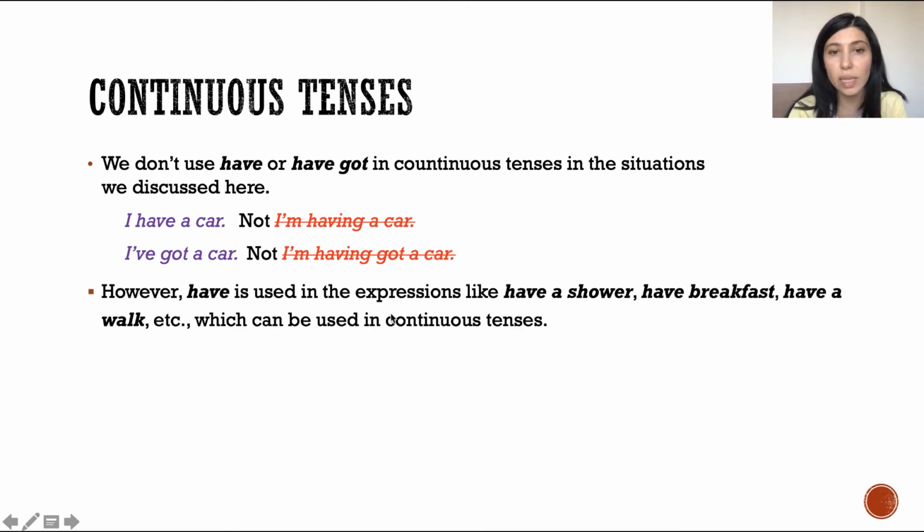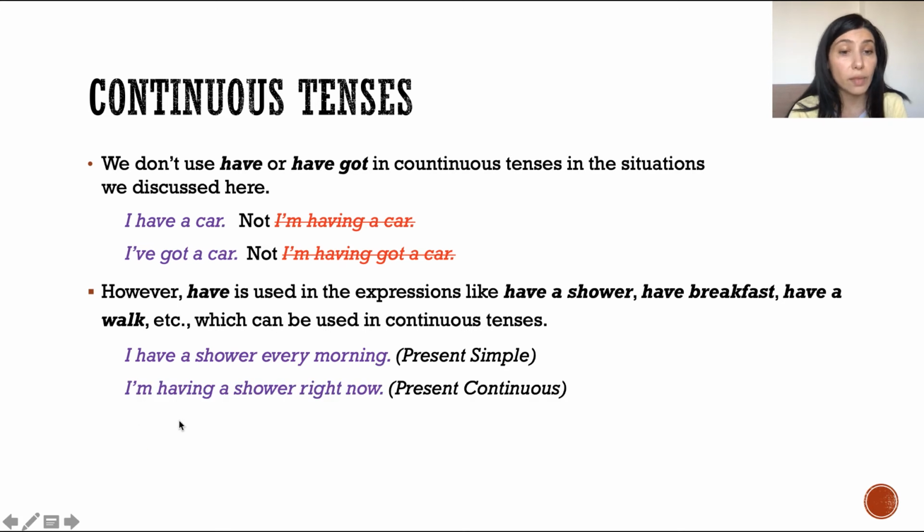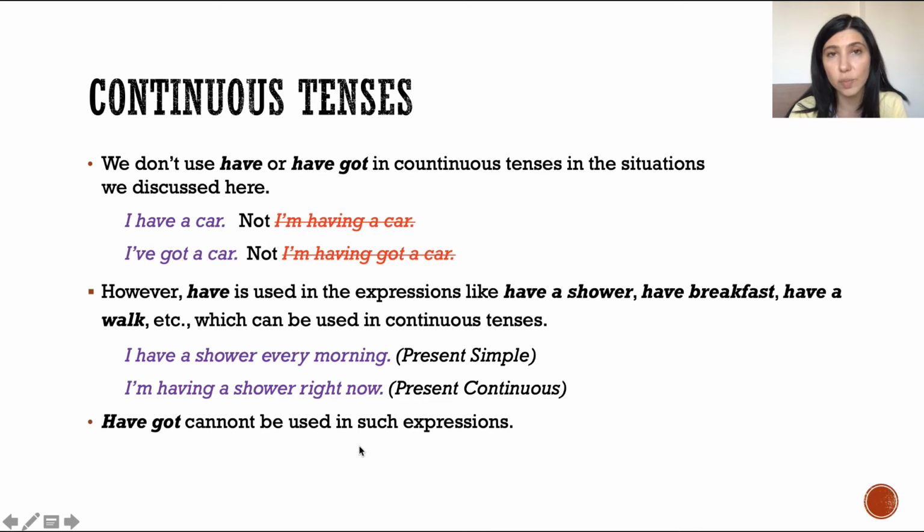However, have is used in the expressions like have a shower, have breakfast, have a walk, etc., which can be used in continuous tenses. For example, I have a shower every morning, that's present simple. I'm having a shower right now, that's present continuous. And that is possible because have a shower is an expression. Have got cannot be used in such expressions. We cannot say I have got a shower or I'm having got a shower.